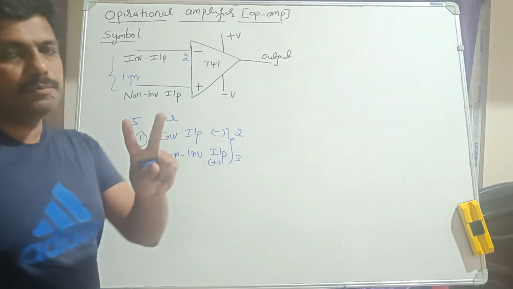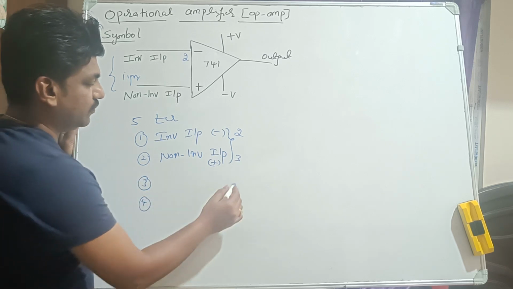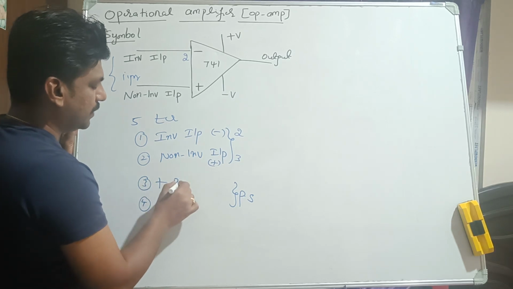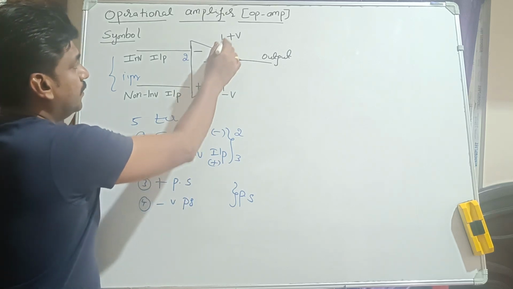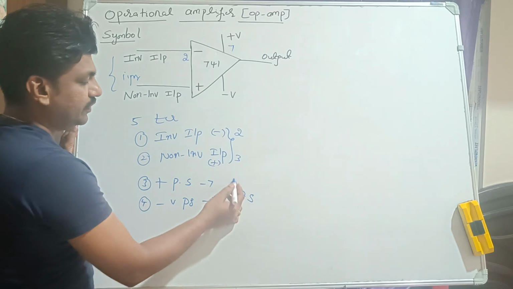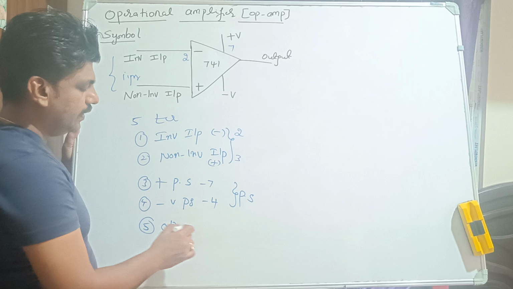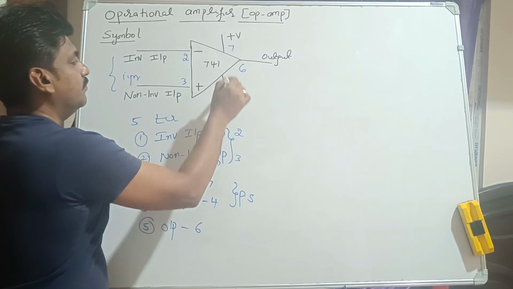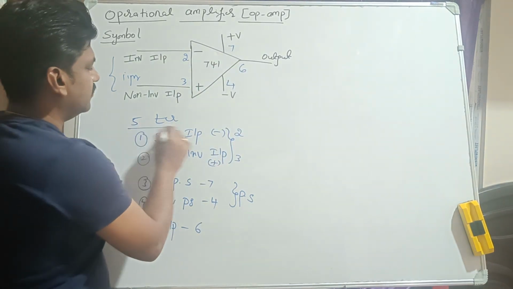So op-amp has how many inputs? 2, right? Next, the third and the fourth are with respect to power supplies: positive power supply and negative power supply. Positive power supply is pin number 7, negative is pin number 4. The last one is the output, pin number 6. So 2 and 3 are inputs, 7 and 4 are power supplies, output is 6. These are the 5 terminals of op-amp.